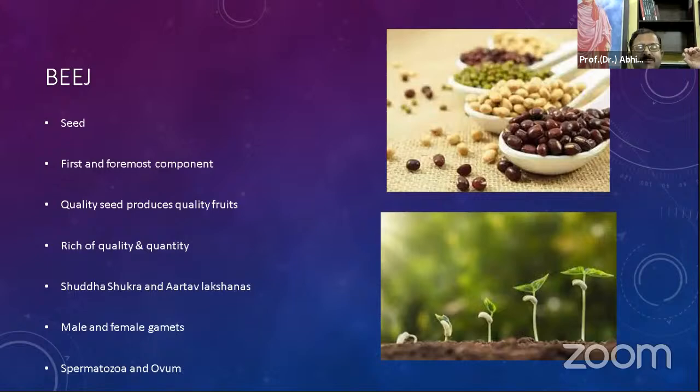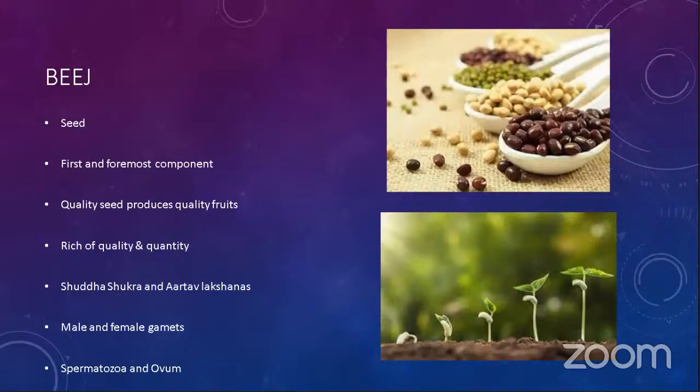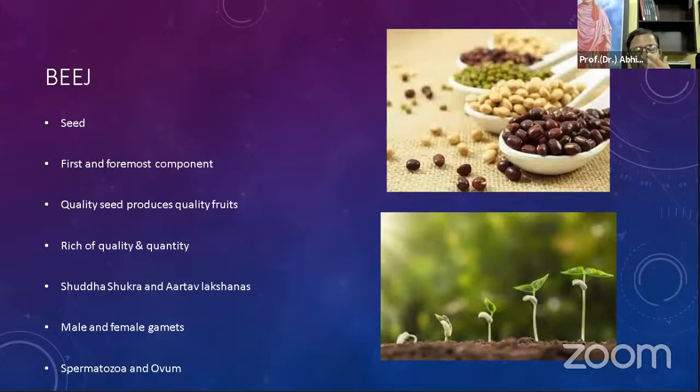Shuddha Shukra and Shuddha Artava, because again, these two factors are important. Okay, not only ovum is sufficient and not only spermatozoa is sufficient. Both are important. Both should have their normal potency, normal quality and quantity. Okay, virya, what we call as virya. So that proper virya should be there in the Bija to produce proper progeny or healthy progeny. Okay, Shuddha Shukra and Artava, where our acharyas again used similes for Shuddha Artava and Shuddha Shukra Lakshana, male and female gametes, that is spermatozoa and ovum.